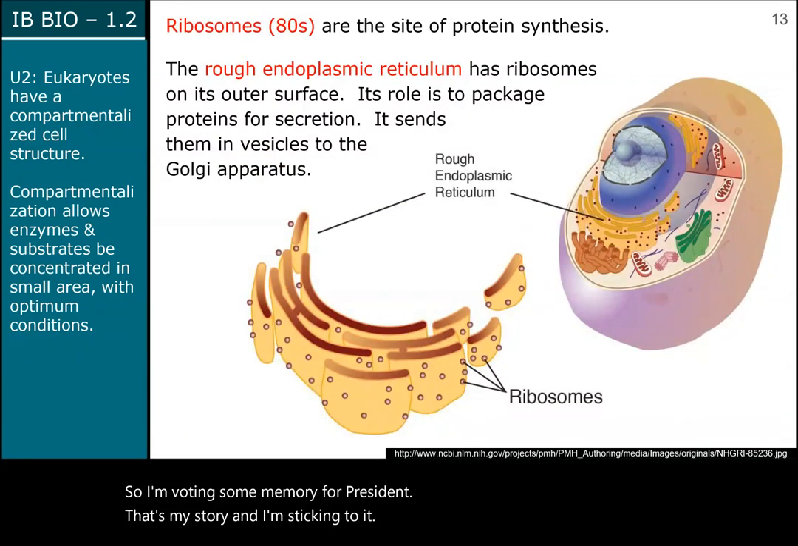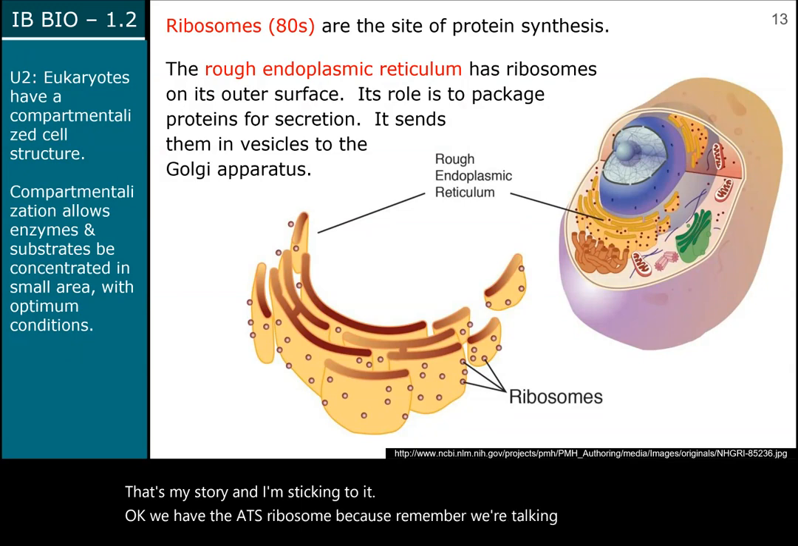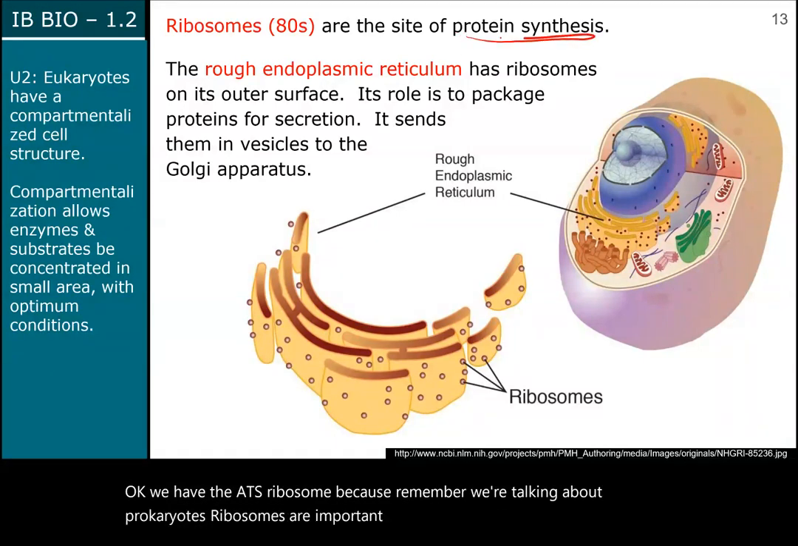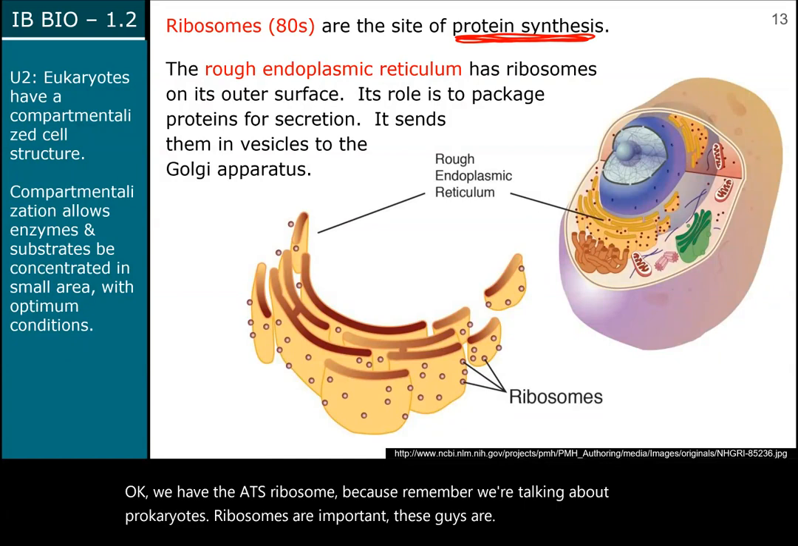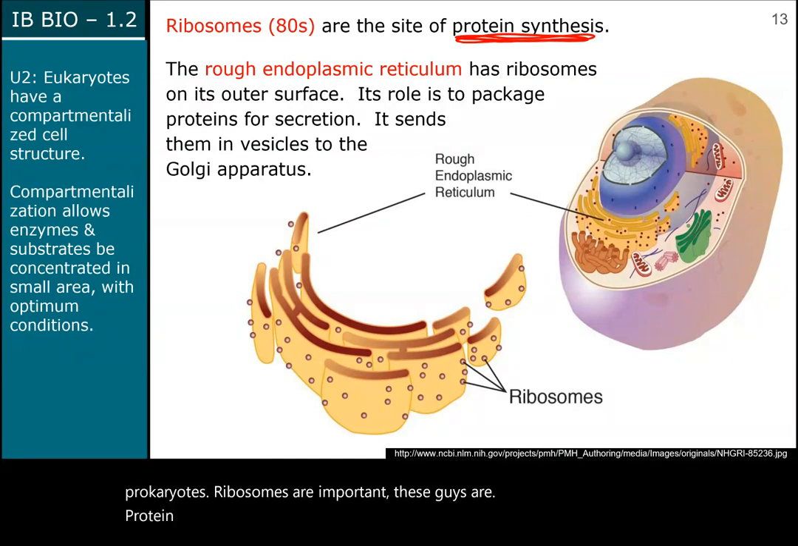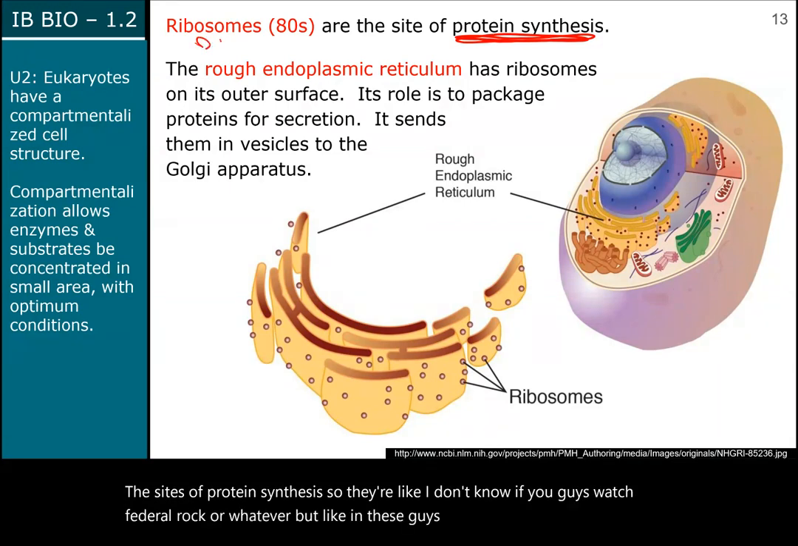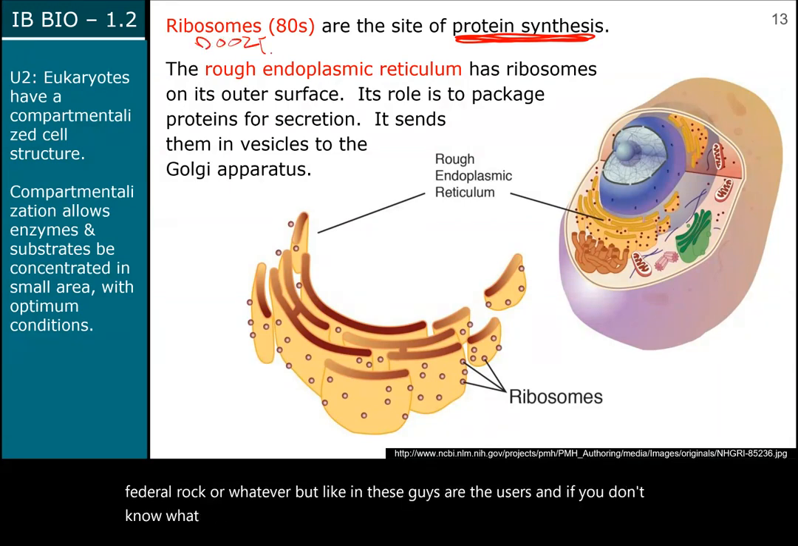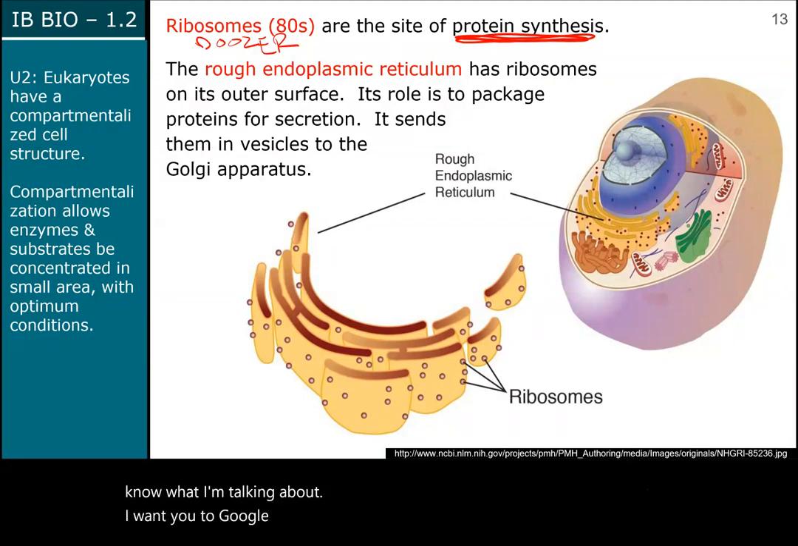Okay. We have the 80S ribosome, because remember, we're talking about prokaryotes. Ribosomes are important. These guys are the sites of protein synthesis. So they're like, I don't know if you guys watch Fraggle Rock or whatever, but these guys are the doozers. And if you don't know what I'm talking about, I want you to Google Fraggle Rock doozers, because that's what the ribosomes are. They're the doozers. They're awesome.